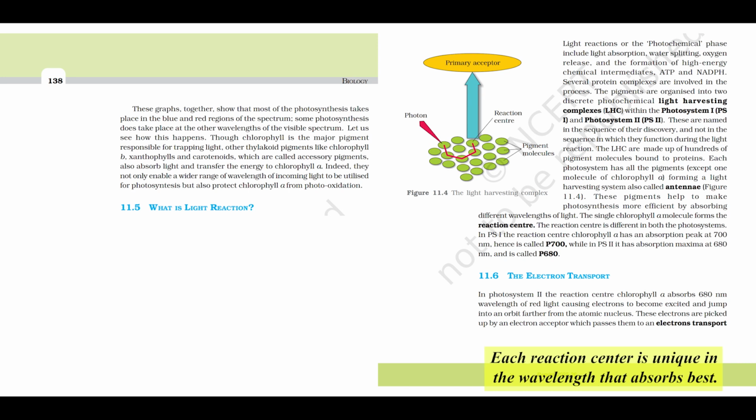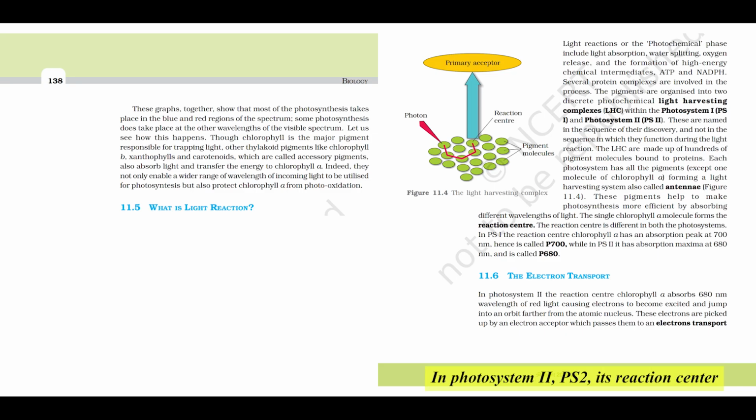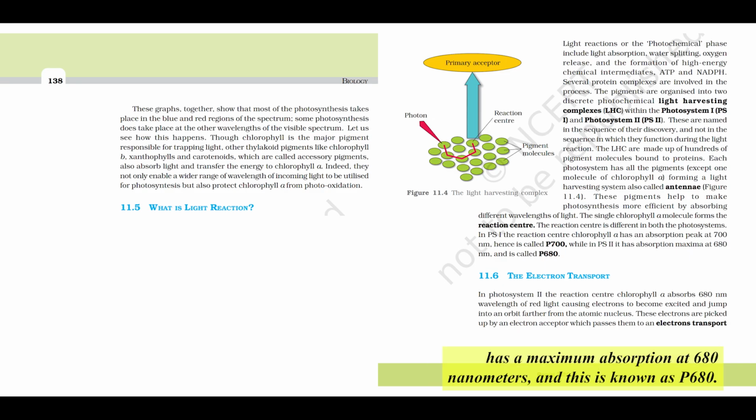Each reaction center is unique in the wavelength it absorbs best. In photosystem I, PSI, the reaction center chlorophyll absorbs light maximally at 700 nanometers, and so it's called P700. In photosystem 2, PS2, its reaction center has a maximum absorption at 680 nanometers, and thus is known as P680.